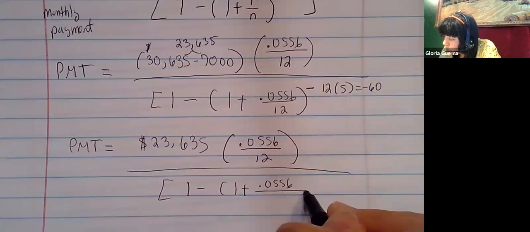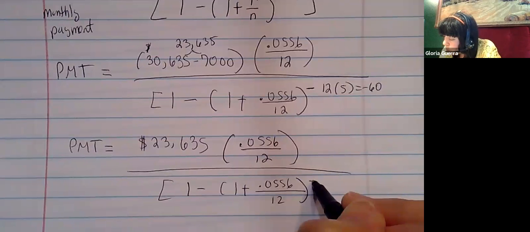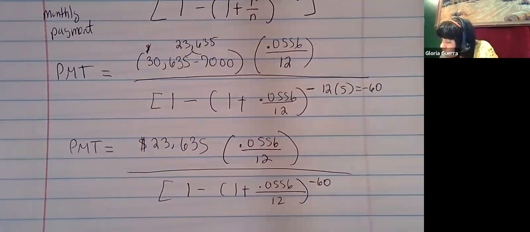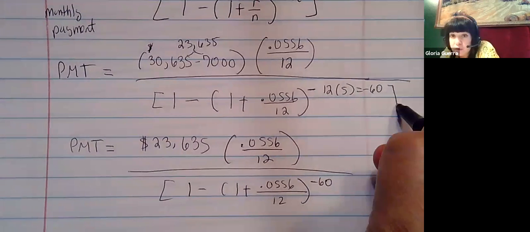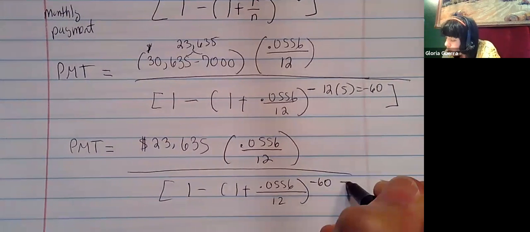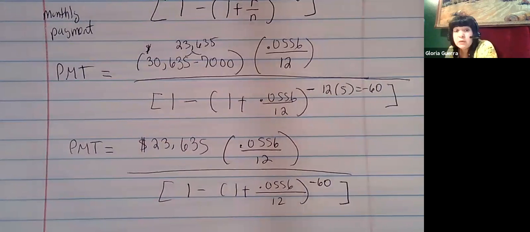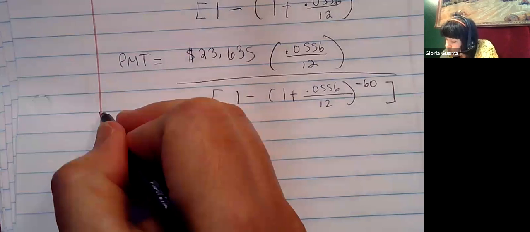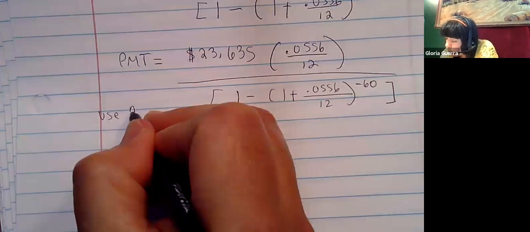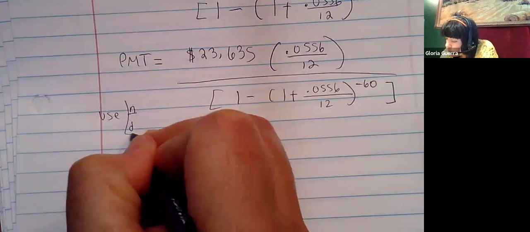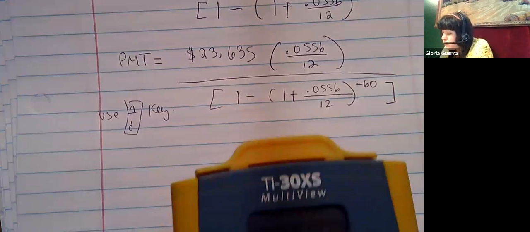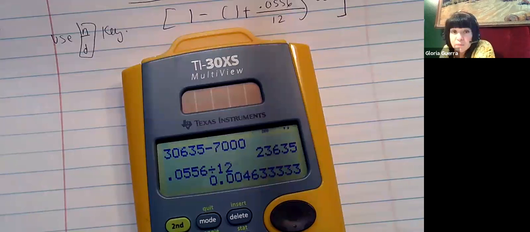And it's raised to the negative 60 power. Let me close the bracket. Let me close the bracket here. Close the bracket. Okay, now let's use that N over D key. Okay, so let me clear this. So here's my N over D key.